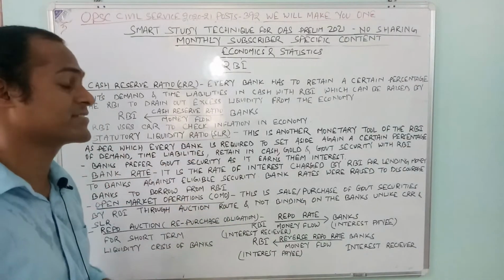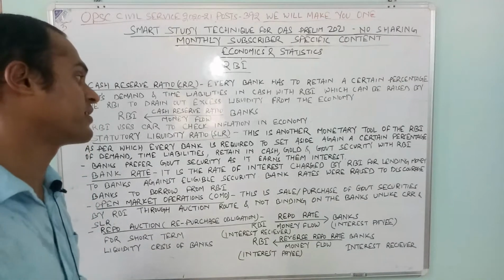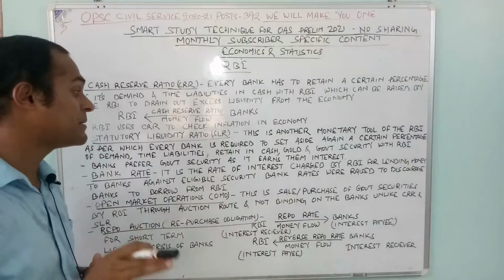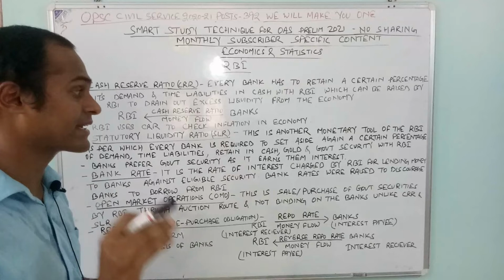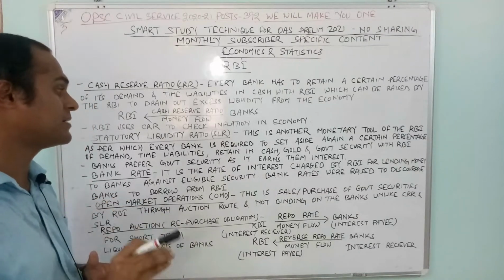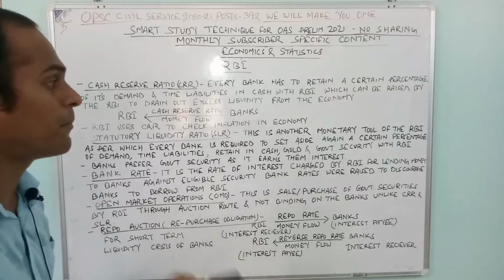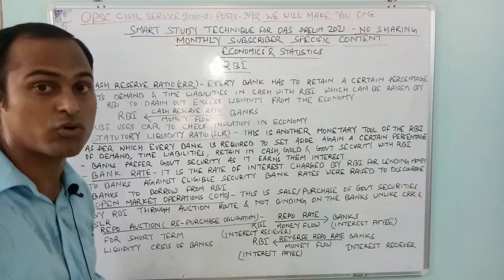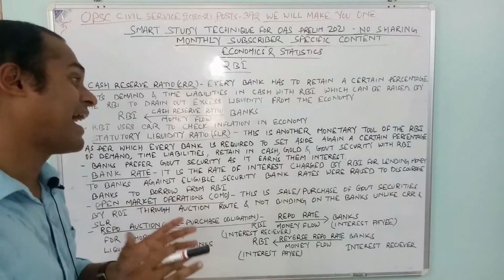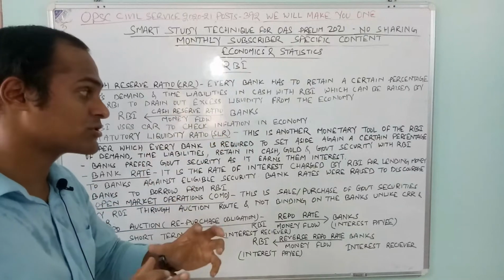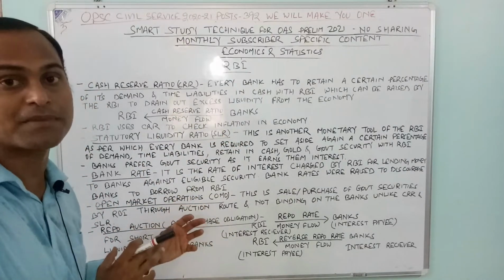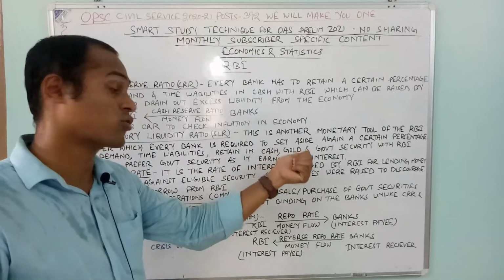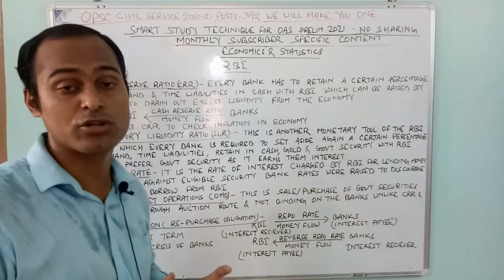Then statutory liquidity ratio, very very important. What is statutory liquidity ratio? This is another monetary tool of the RBI, as per which every bank is required to set aside again a certain percentage of demand and time liabilities and retain it in cash, gold or government securities with RBI. What is there in SLR? It means the banks have to again put aside some portion of their money in cash, hard cash, that is liquidity, gold, that is also liquid, then government securities, government bonds.